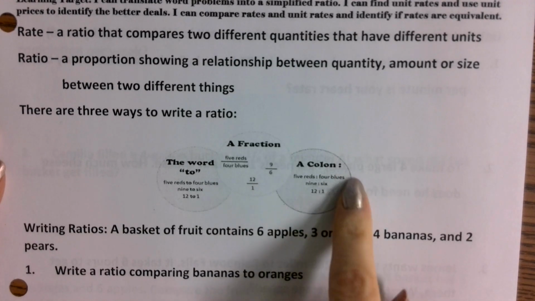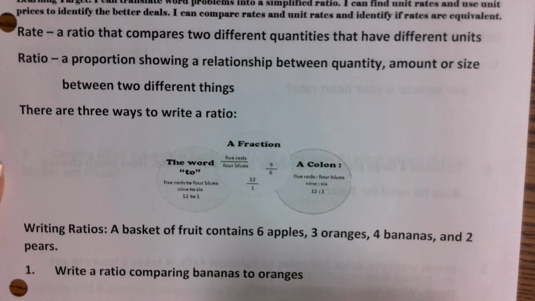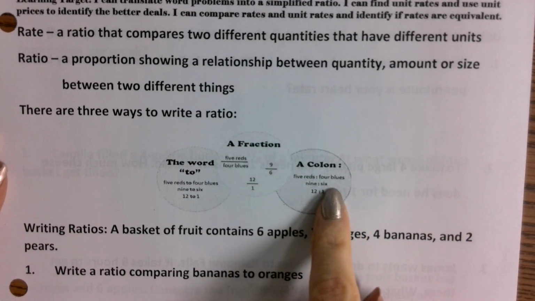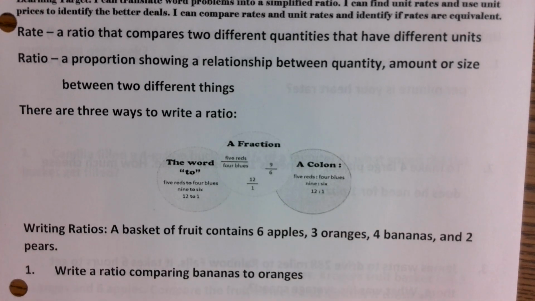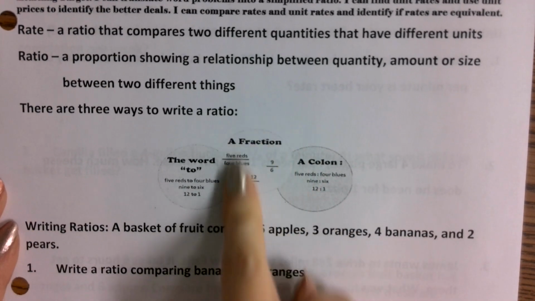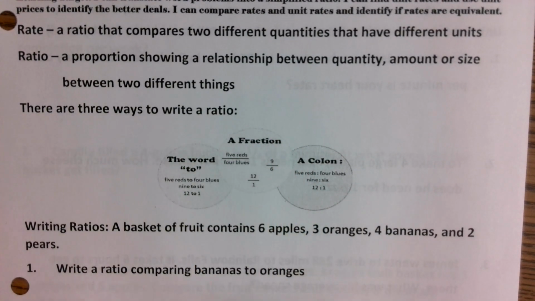You could also use a colon, the 2 dots that are on top of each other. 5 reds colon 4 blues, or 9 colon 6, or 12 colon 1. Those are the 3 different ways that you can write a ratio. Again, the most common way that we write it is fraction form. Just keep that in mind.